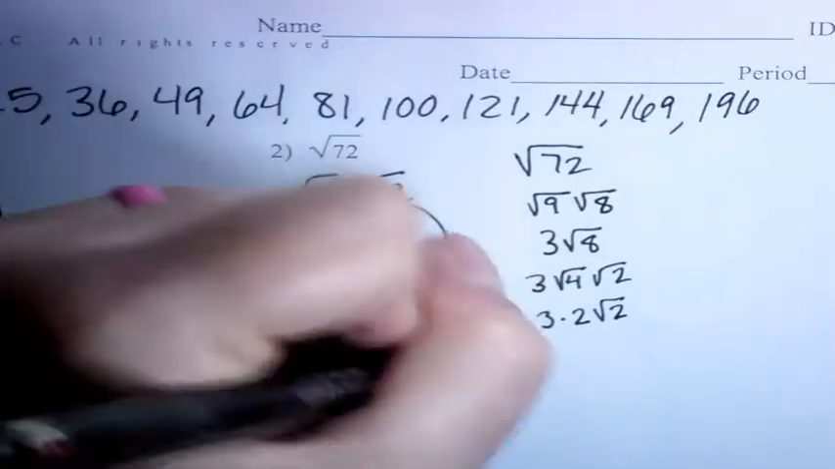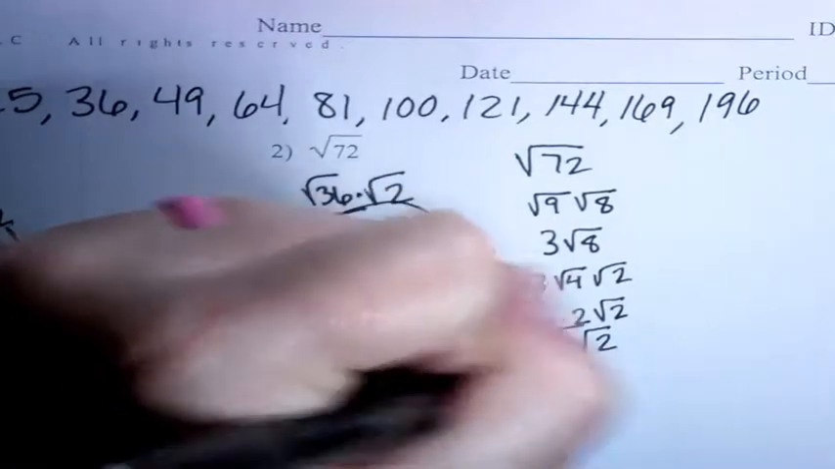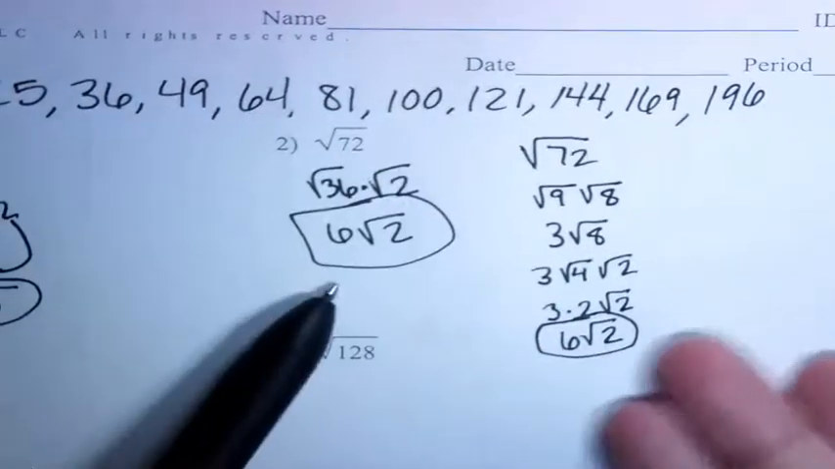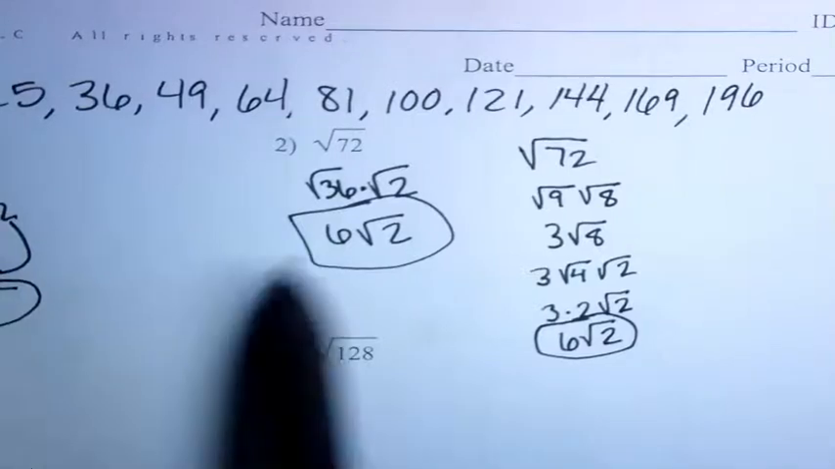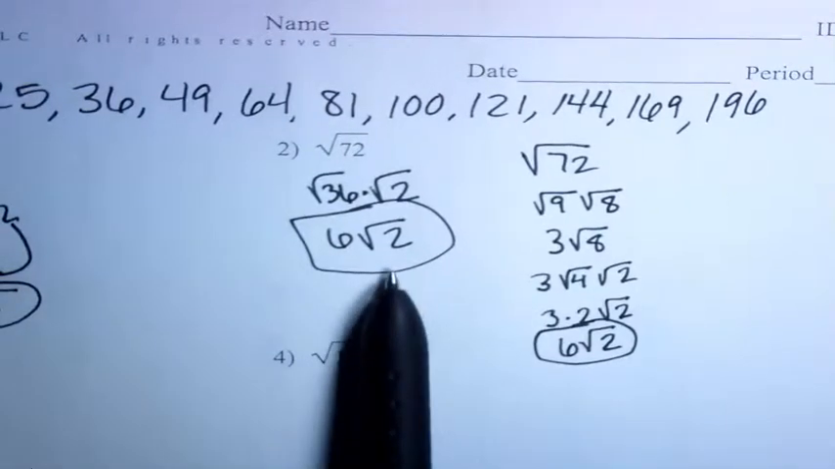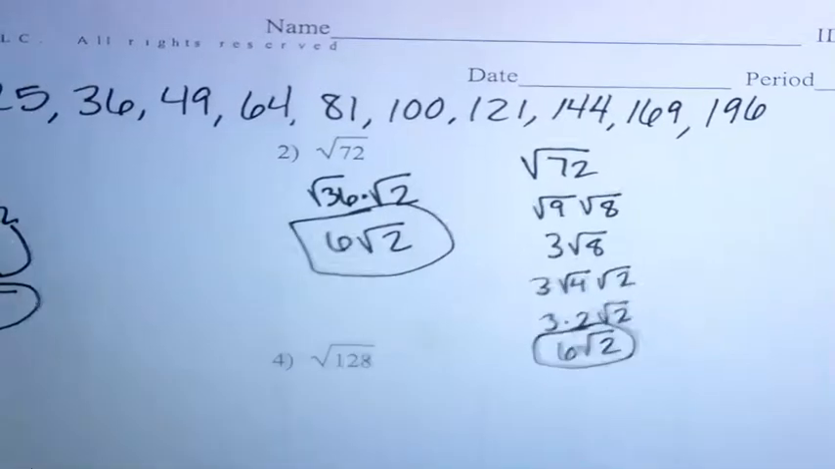And then you would get 6 root 2. So if you had to choose, which one would you rather do? The short one. I mean, I would, but I guess you do you. So just make sure that you're finding the largest perfect square that goes into this number. Okay.